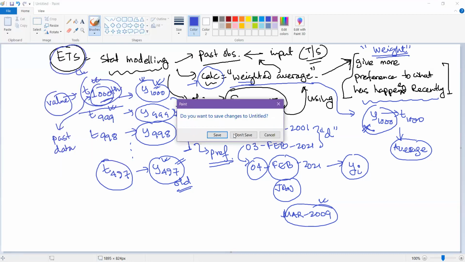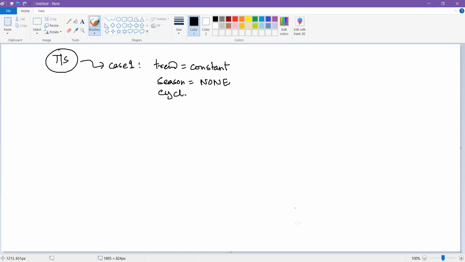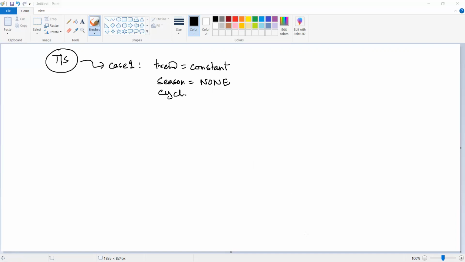So what I mean by that is, let's say this is my time series. I'll try to say what components I have. If my time series is, let's say, case one, where the trend is constant, right? And seasonality is none. There is no seasonality. And let's say cyclicity.